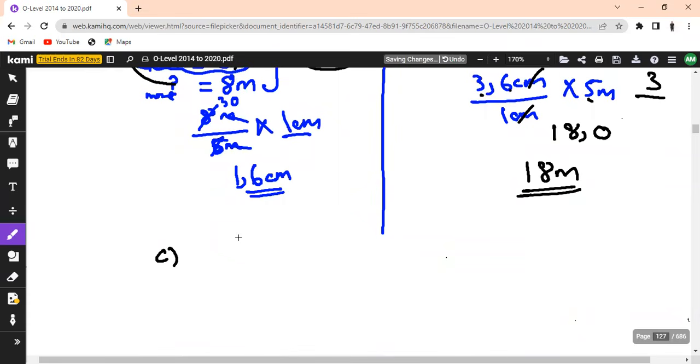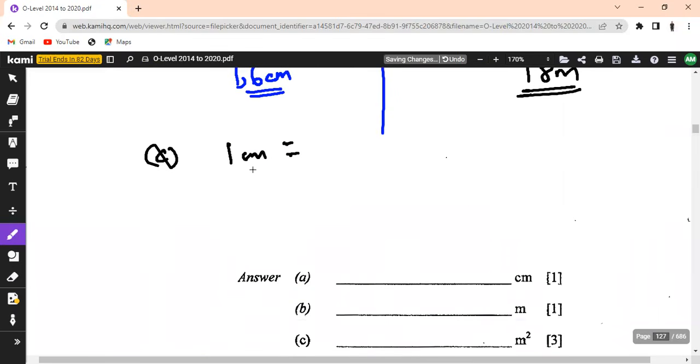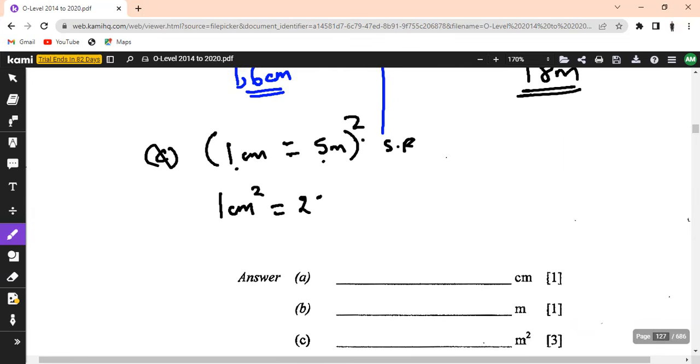We know that from this scale factor, 1 centimeter on the map is equivalent to 5 meters on the ground. So if it is equivalent to 5 meters on the ground, which is our scale factor, what is our area factor? We have to square this. So 1 squared is 1 square centimeter equal to 5 squared, which is 25 square meters. So this is now your area factor.